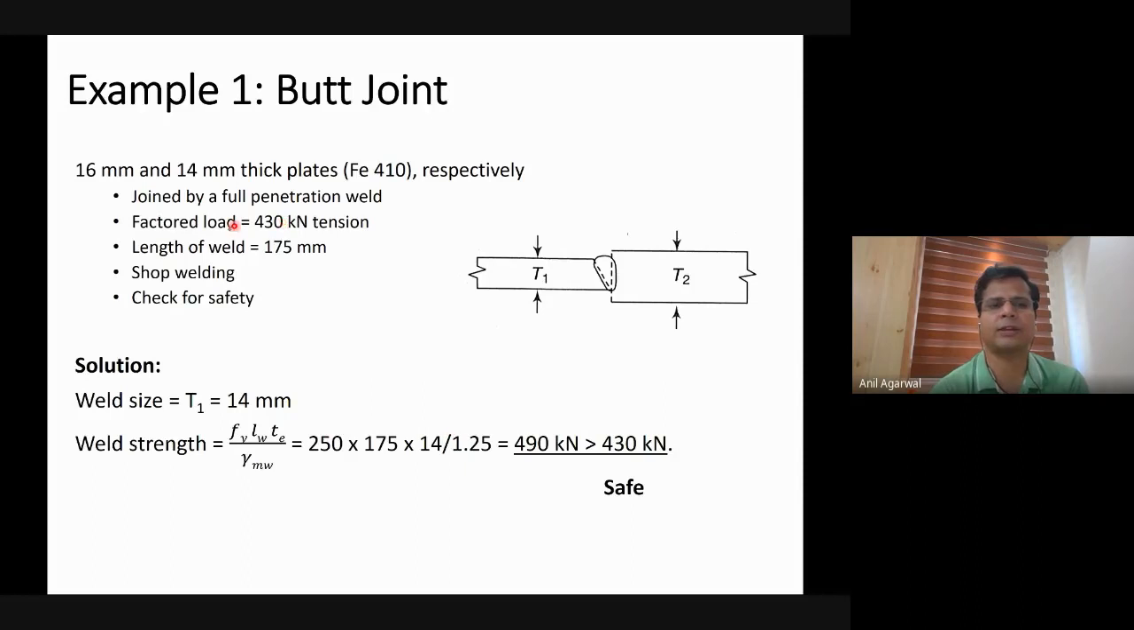Okay, and the factored load that was acting on this weld was 430 kilonewton. So it turns out that the design capacity of this weld is 490, which is greater than the demand 430. So it is a safe welded connection. Okay, any questions?